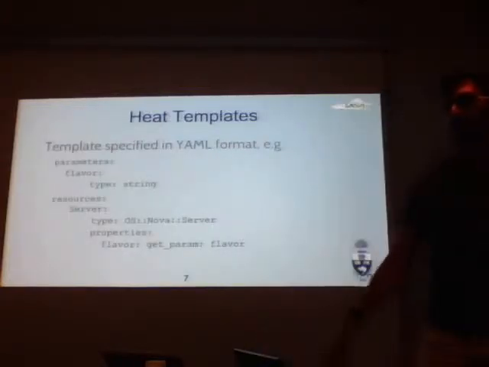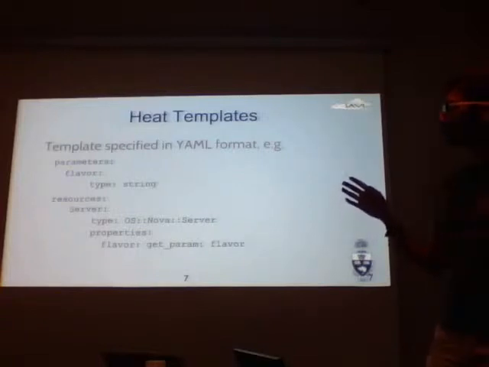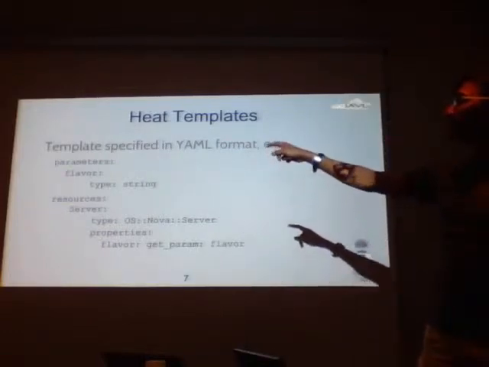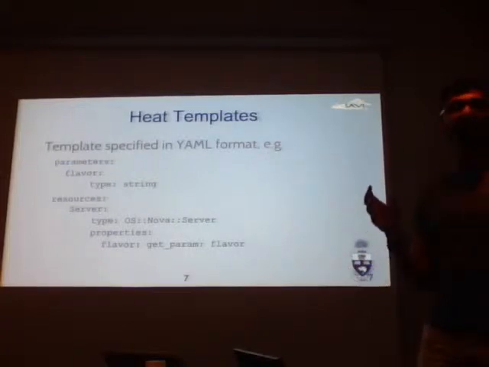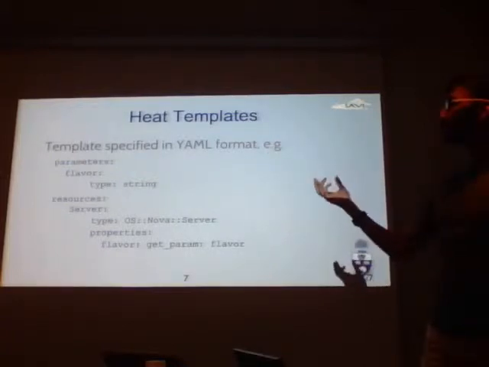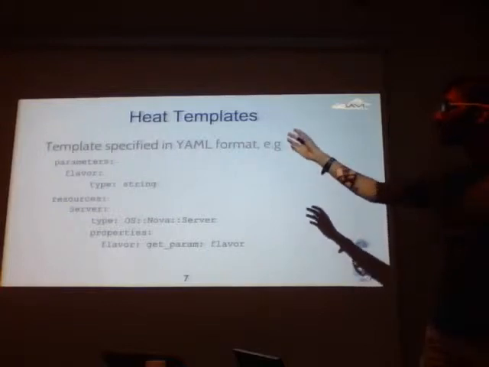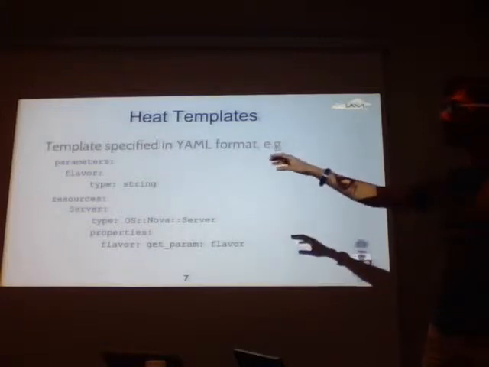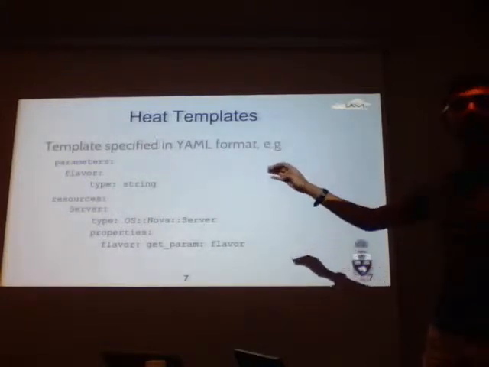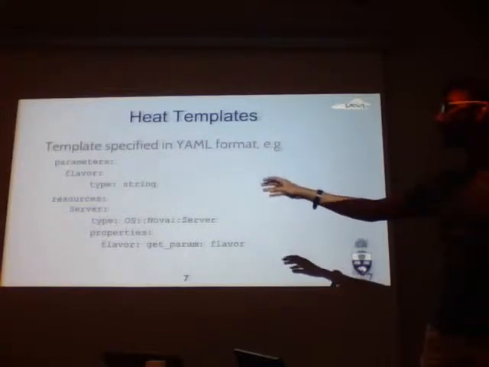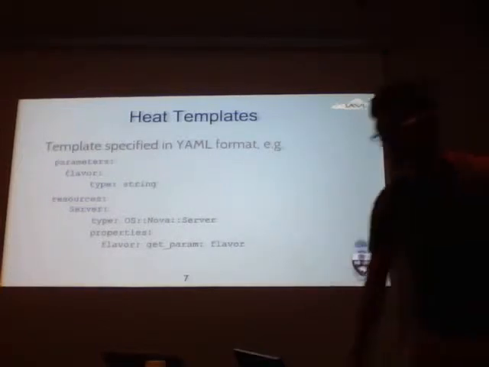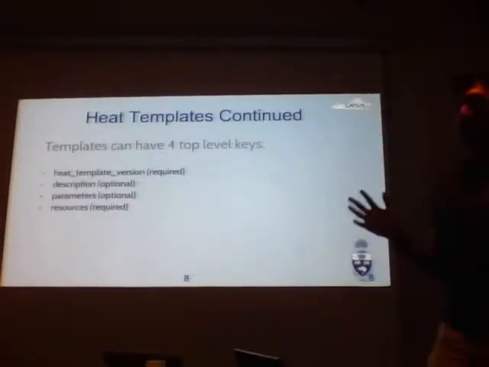Okay, so real quickly, this is what a template file looks like, and it's written in the YAML format. If some of you haven't seen YAML, it's very similar to the way JSON works. It's a data storage format, so you have different keys. You declare parameters, and then you can have resources, and in resources you declare the different kinds of resources you would have. So this is what it looks like, and there are four top-level keys in a template file.